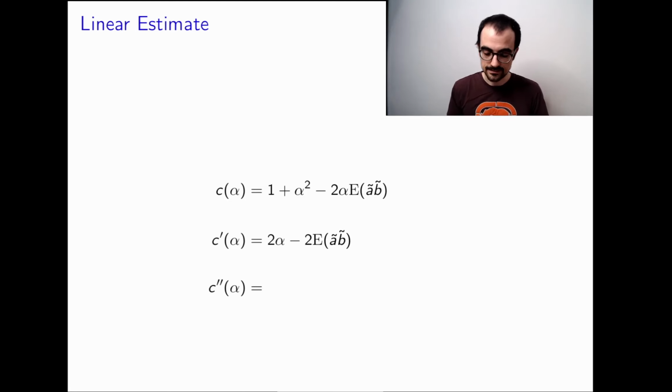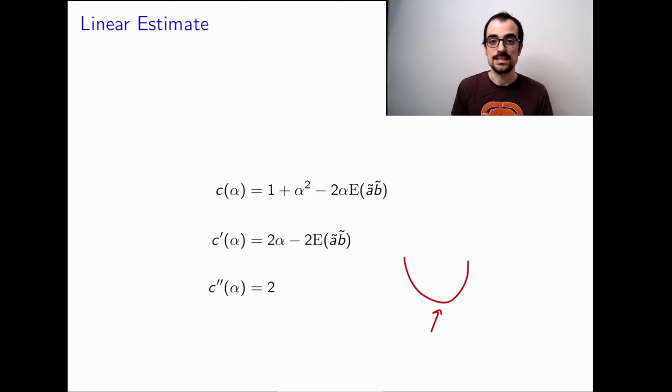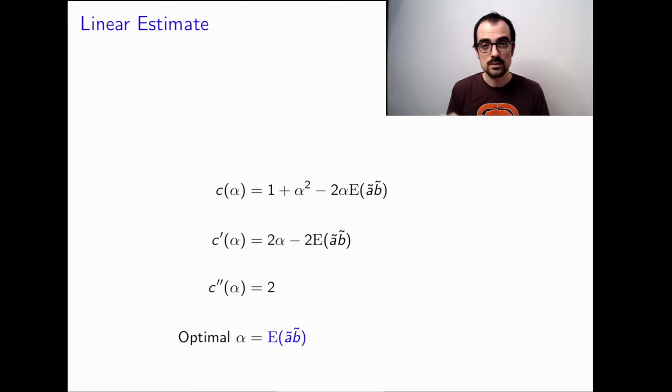And the second derivative, as you can see, is just equal to 2. So indeed, we're in the case where we can just find the minimum by setting the first derivative equal to 0. We do that, and we obtain that the optimal alpha is equal to this expected value of the product. This is what we're going to define as the correlation coefficient, which is represented by this letter rho, the correlation coefficient between A and B.